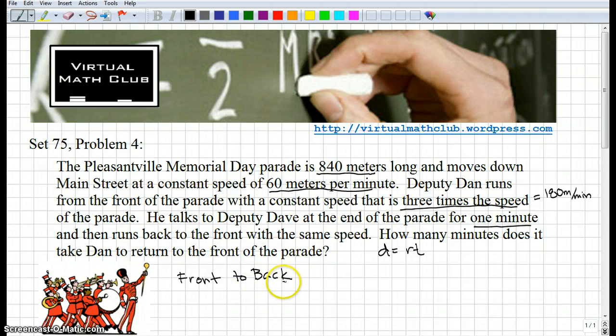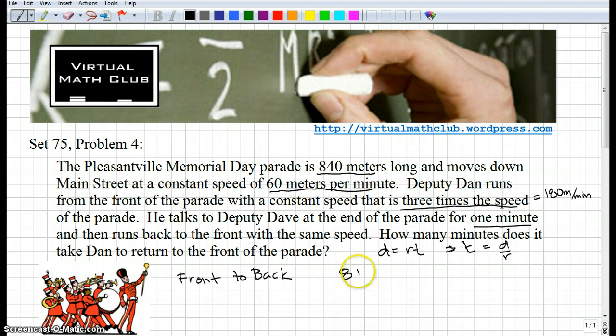So we can do the same thing with this parade, okay? Let's pretend like Dan and the parade are all there is in the world, and let's measure Dan's speed relative to the parade instead of relative to the ground, okay? And if we do that, we can sort of treat the parade as if it's stationary, okay? So, and we're interested in time, right? So I'm going to change this equation, divide both sides by r, and I get time is equal to distance over rate, okay? So we're going to treat the parade as if it's not moving.